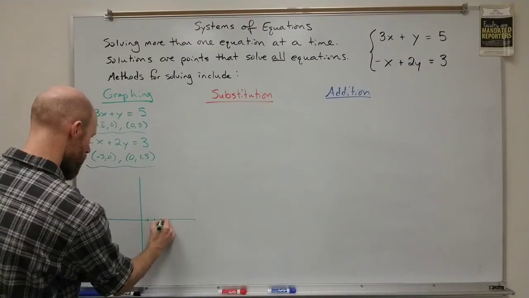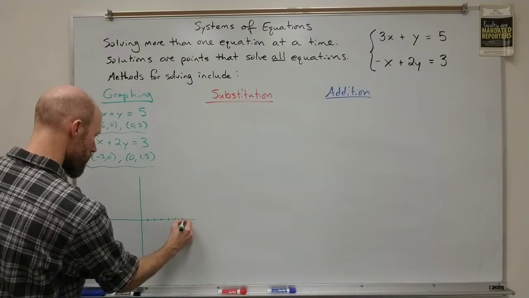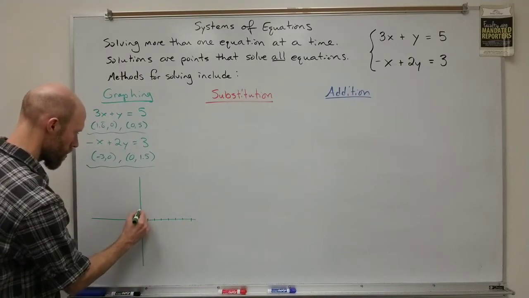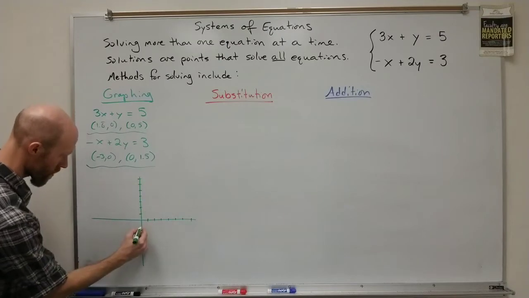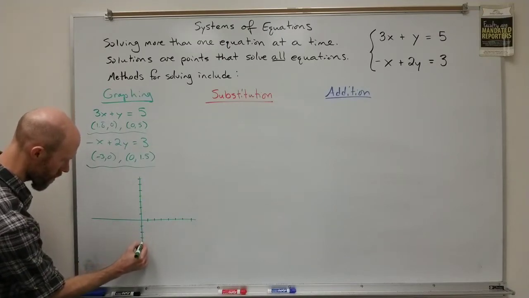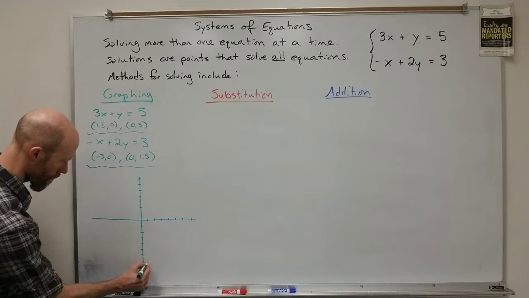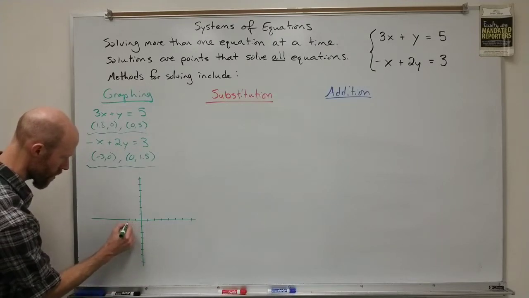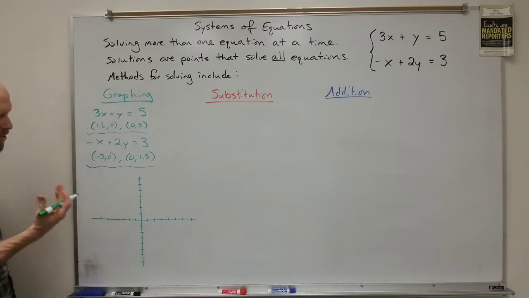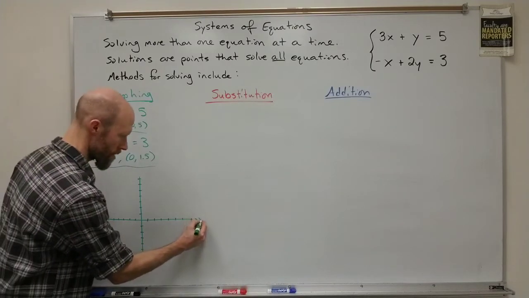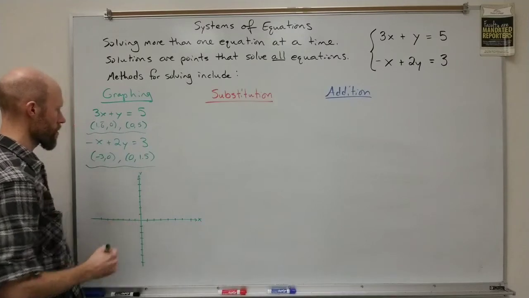1, 2, 3, 4, 5, 6, 7. 1, 2, 3, 4, 6. I'll go up to like 7 or so. Trying to be consistent here. There's 7 in each direction, good enough. So this is my x-axis, this is my y-axis.